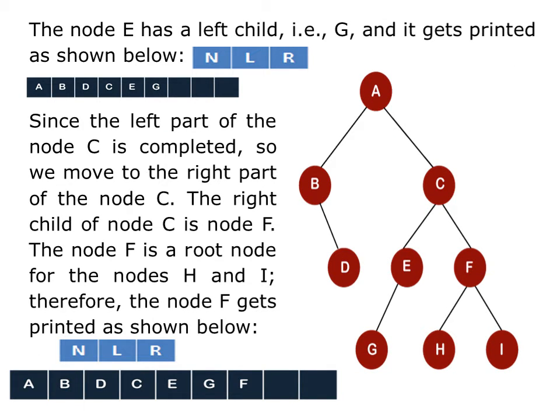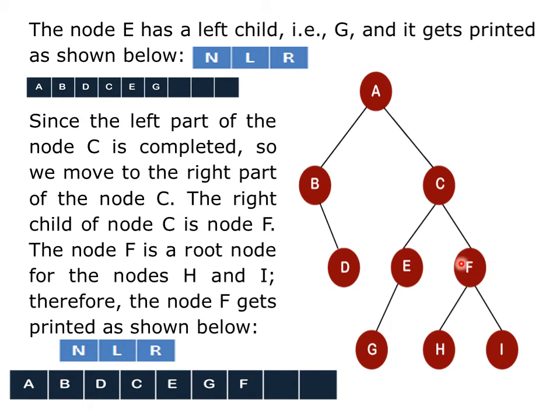See, here you can observe. After G, what happens? It will move to the right part. Here in the right part, F is a node, that is a root node. Therefore, first F will get printed. Since the left part of the node C is completed, we move to the right part of the node C. This part you can observe.